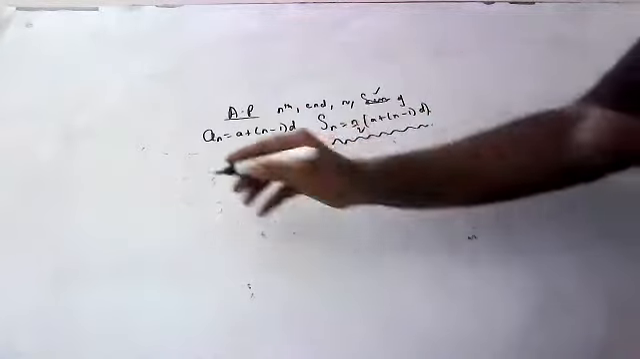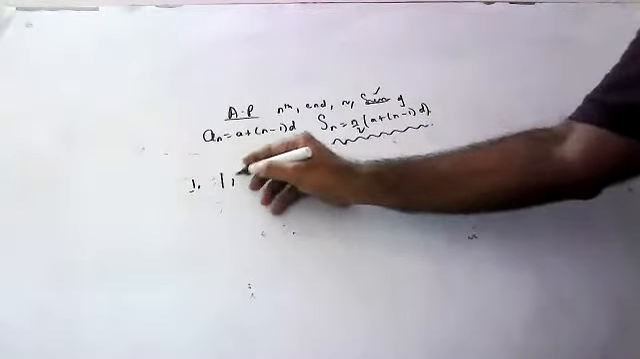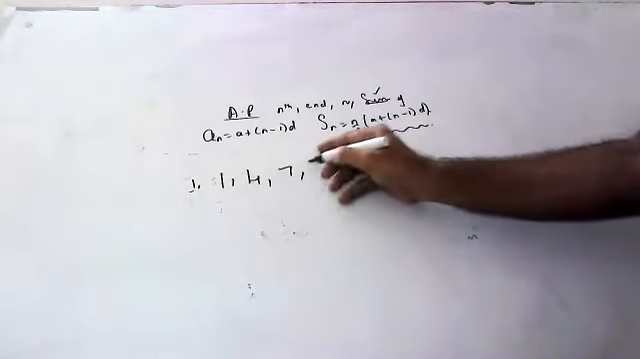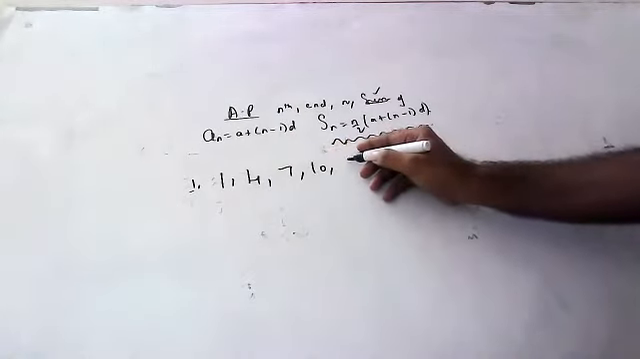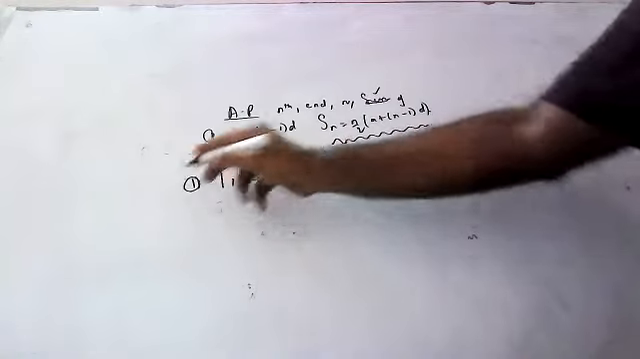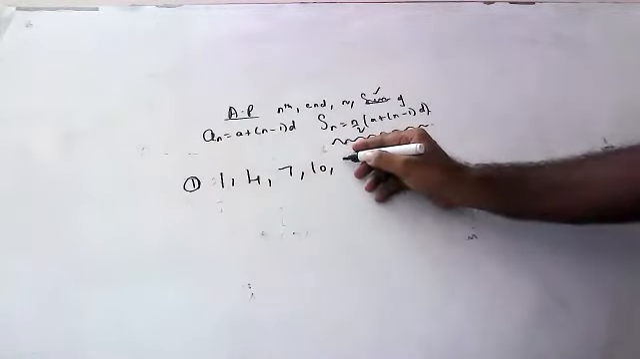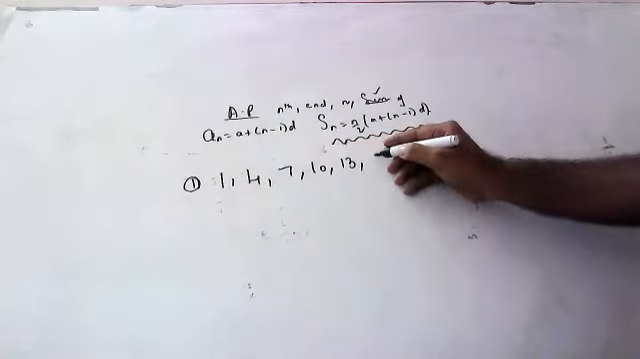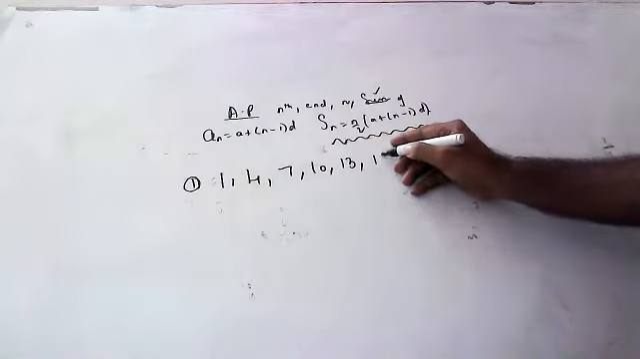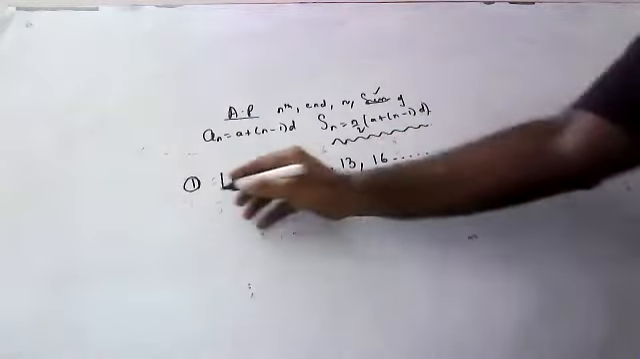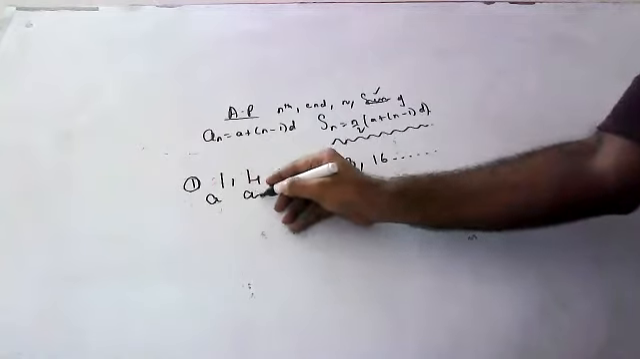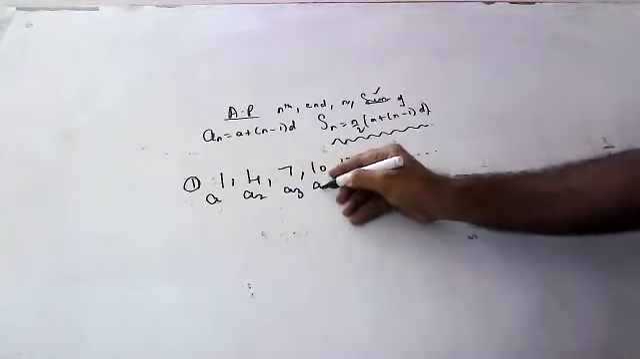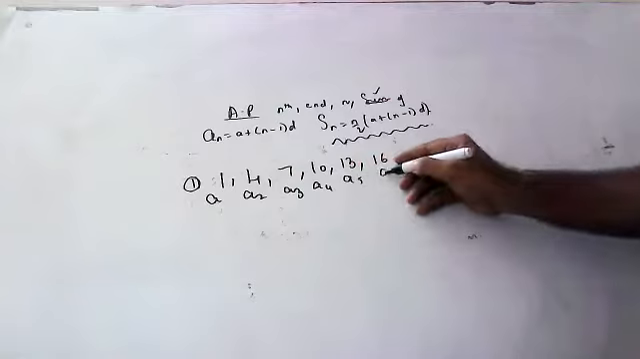Okay children, example, see here: 1, 4, 7, 10. What is the next term? Can anyone say what will be the next term in the series? 13. Next term? 16. And so on. This is called the first term, this is the second term, third term, fourth term, fifth term, sixth term.